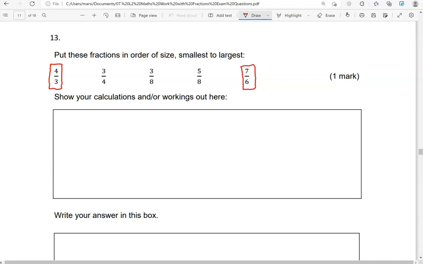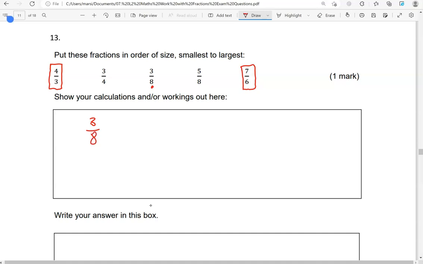Looking at the other 3 fractions, 3/4, that is more than half, less than 1 but more than half. 3/8, that is less than half because half would be 4/8. 5/8 is more than half. So then only one that is less than half is 3/8. So practically this is the smallest of them all.